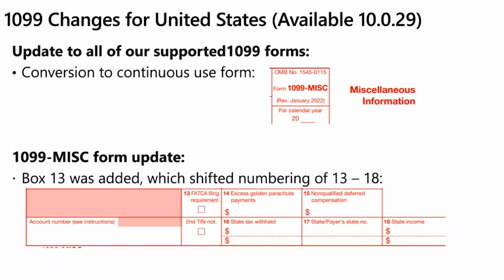The other thing that the IRS has done is that it has made a change to the 1099 miscellaneous form. Box 13 was added, and that was the FATCA filing requirement. I believe it used to sit over in the pink shaded area in 2020 and 2021. That has now since been moved into its own box. And generally when that happens, all of the boxes following are shifted over. So for example, I think last year's state income was box 17, but now it's 18. So not major changes in the area of the 1099s, but these are the ones that you should be aware of.